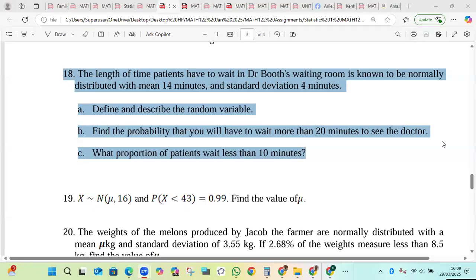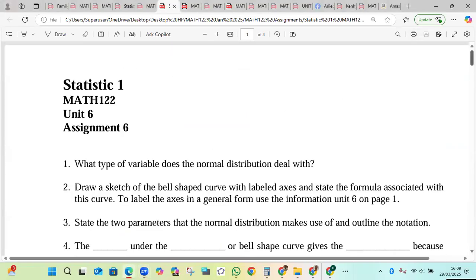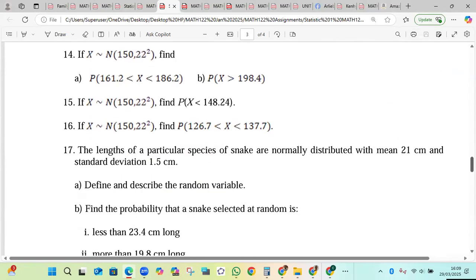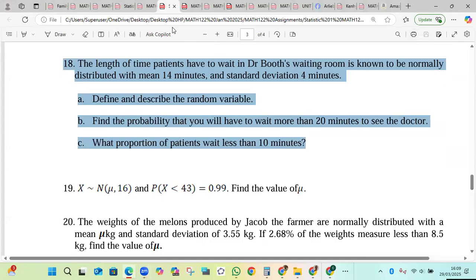Here we are going to discuss number 18 in the Math 1 to 2, Statistics 1, Unit 6, Assignment 6. It says the length of time patients have to wait in Dr. Booth's waiting room is known to be normally distributed with a mean of 14 and a standard deviation of 4 minutes. For part A, define and describe the random variable.